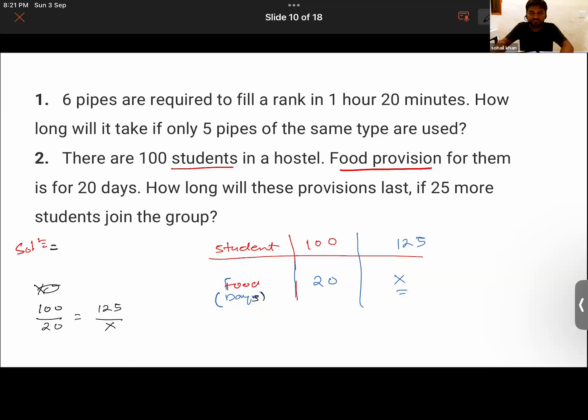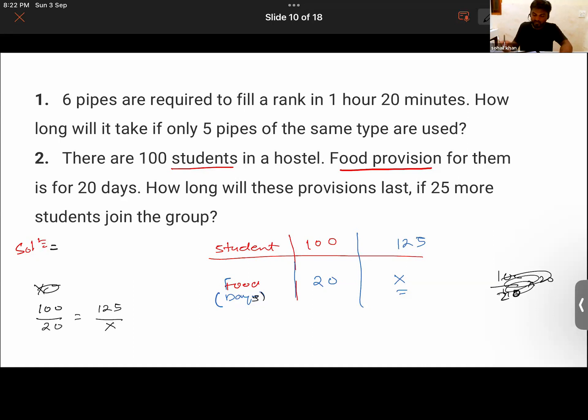Sir, it will be 100 upon 45 into 20, right? It will be 100 upon 45 multiplied by 20. No, sir, the 20 will be in the denominator. Yes, you are getting it wrong here.